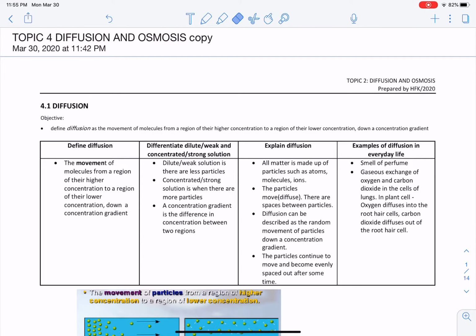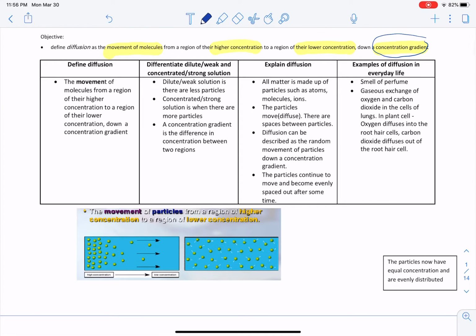Okay, diffusion is the movement of particles, or the movement of molecules, from where to where? From a region of higher concentration to a region of lower concentration, down the concentration gradient. Now, what do we mean by concentration gradient? If you look at the figure here, you can see the particles are many.